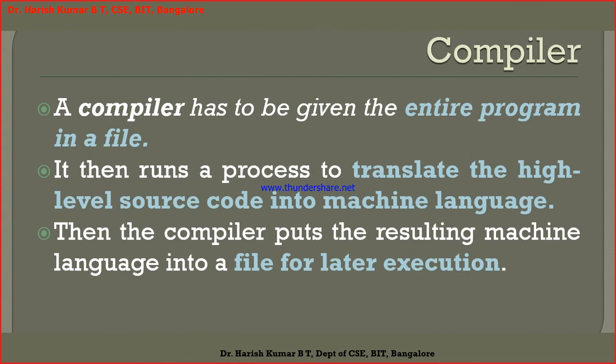Now compiler. What a compiler does, for a compiler you have to give the entire source program, the entire source file. One entire source file should be given to the compiler. The compiler will translate the high level source code into the machine language, or you can say the object code. The source code will be converted into an object code, and this object code is later used for execution.